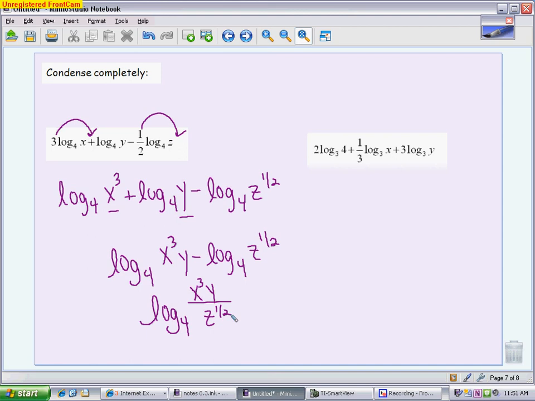Anything that follows the subtraction sign belongs in the denominator. Anything that has a coefficient needs to have that as the power. And again, your logarithm base doesn't change. It stayed log base 4 the entire time. This one, same thing. I'm going to put the powers back first.